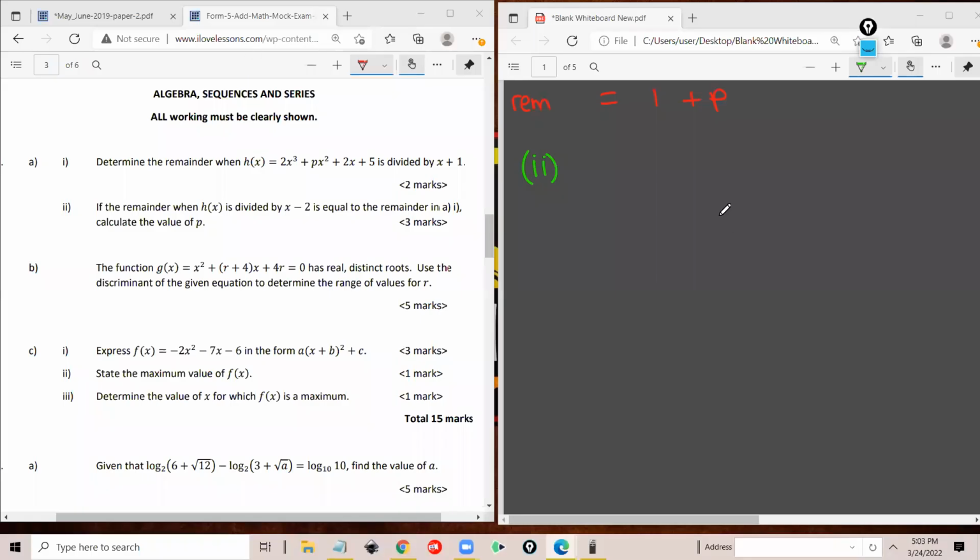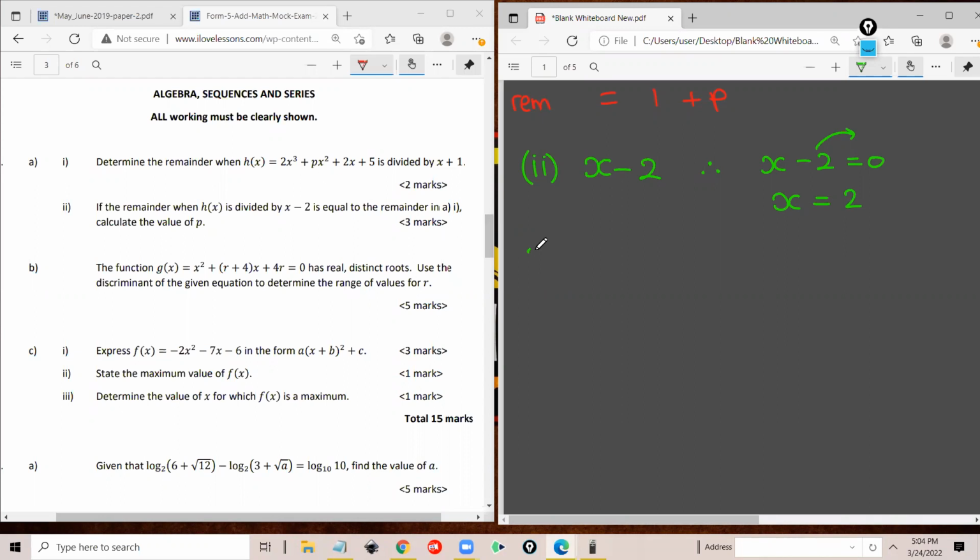All right, so now they're saying that you're dividing by x minus 2 instead. So therefore, we're going to put the x minus 2 equal to 0 and solve for x. When you solve for x here, you'll get x is equal to positive 2. I think that's the easiest part there. What we're going to do now is substitute it inside here again. So we're going to replace all the x's with positive 2.